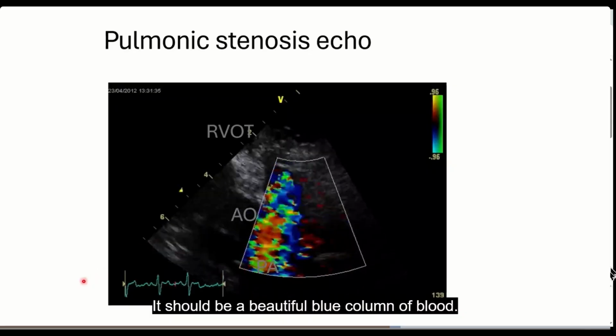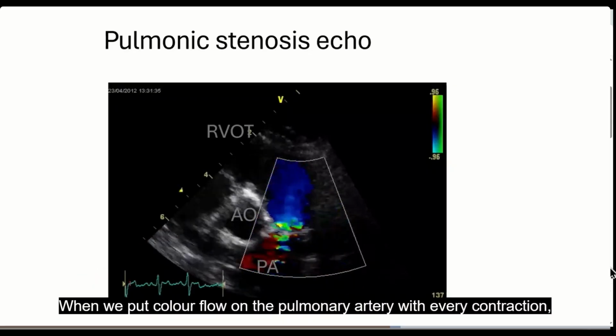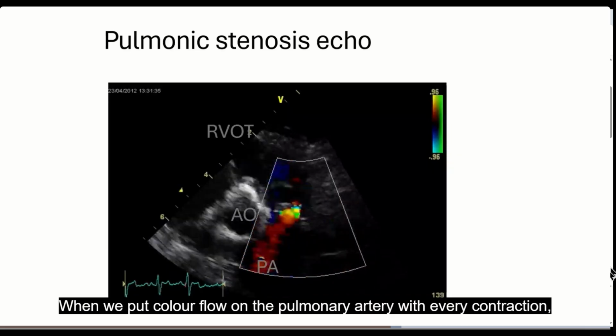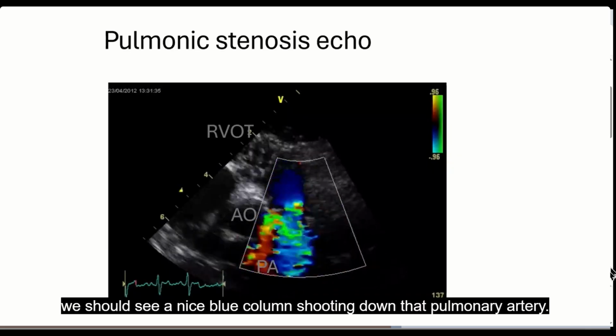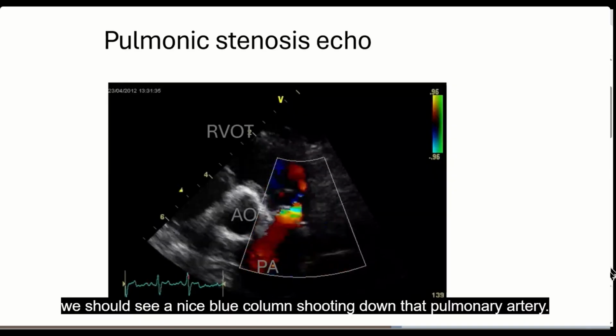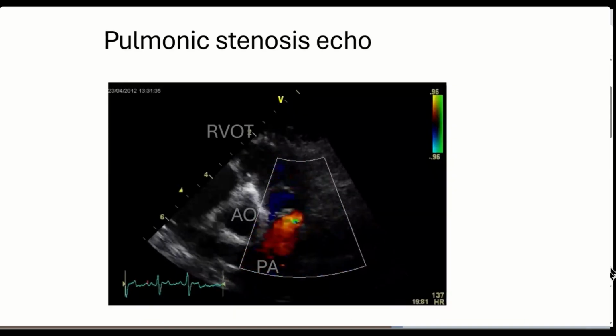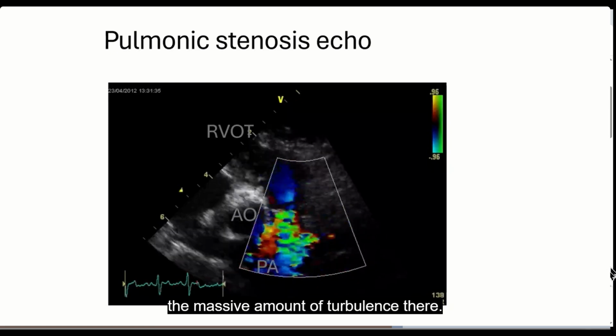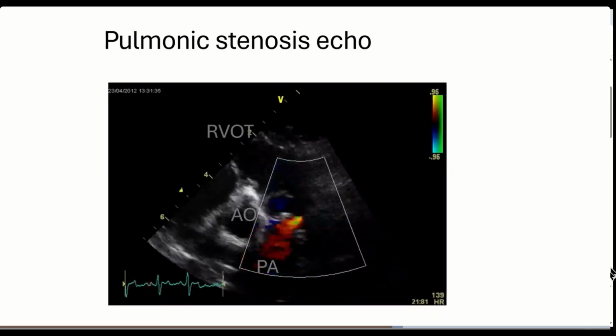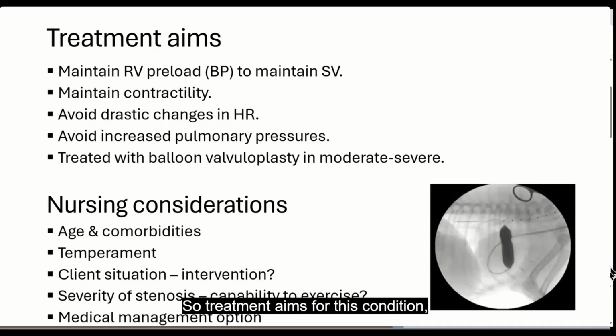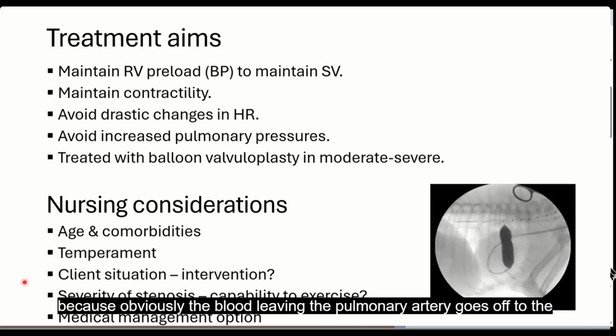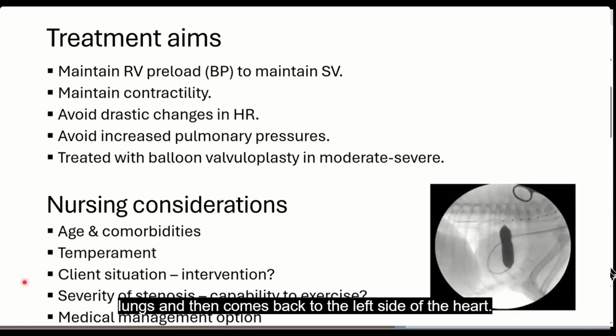When we put colour flow on the pulmonary artery, with every contraction, we should see a nice blue column shooting down that pulmonary artery. And here we can appreciate the massive amount of turbulence there. So treatment aims for this condition are to maintain that right ventricular preload, which is linked to our blood pressure, and we want to maintain that stroke volume, because obviously the blood leaving the pulmonary artery goes off to the lungs and then comes back to the left side of the heart.